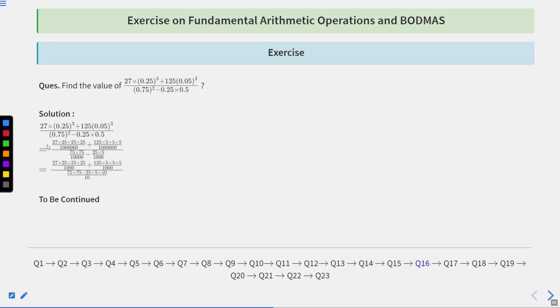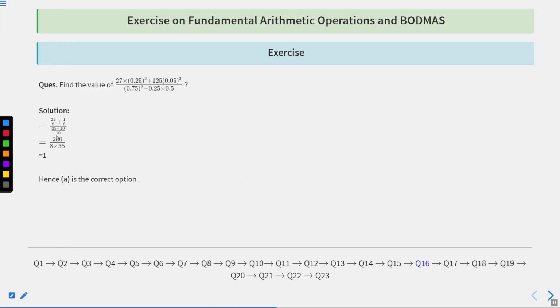So we will write it as 27 times 25 upon 10 to the power 6, 6 zeros. And similarly, we are going to do this with the other term also. It will be 125 times 5 upon 1 followed by 6 zeros. The same could be done with 0.75 and 0.25. So you will have 27 times 25 times 25 times 25 upon 1000 and 125 times 5 times 5 upon 1000 upon 75 times 75 minus 25 times 5 upon 10 upon 10.